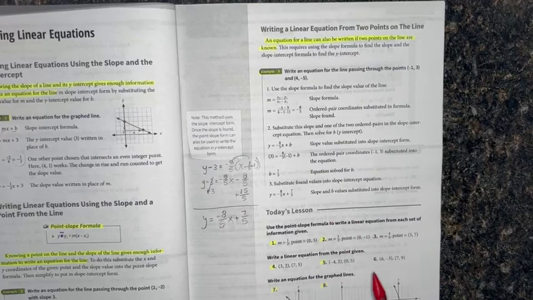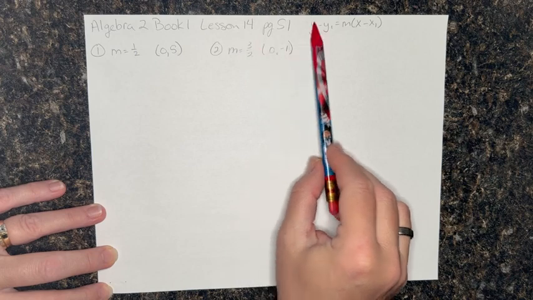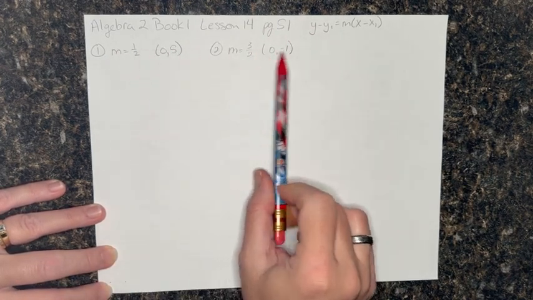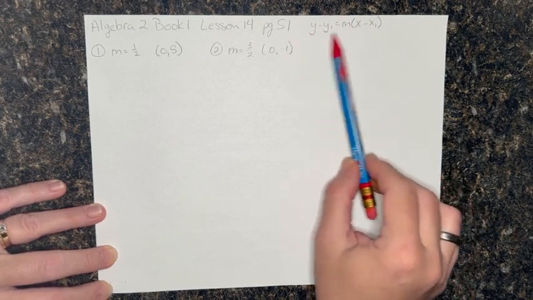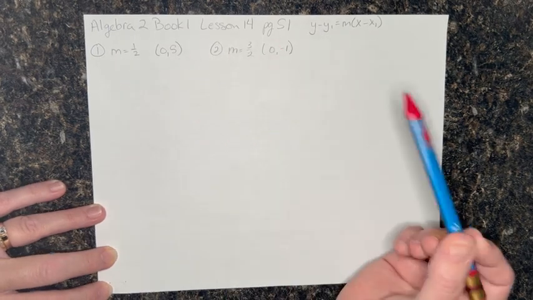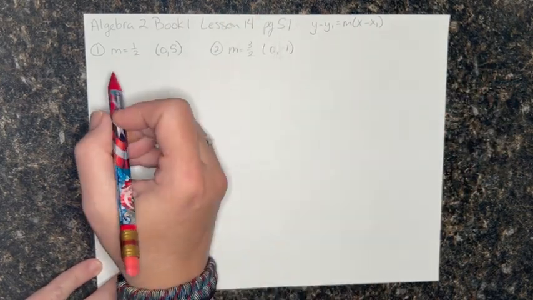All right, let's take a look at some of these problems together. All right, we're in Algebra 2, Book 1, Lesson 14. We're on page 51. And they want us to use, for number 1 and 2, the point slope or the slope point formula to solve for the equation of these lines, okay? So remember, the y and the x do not change. We only change the sub ones, all right?